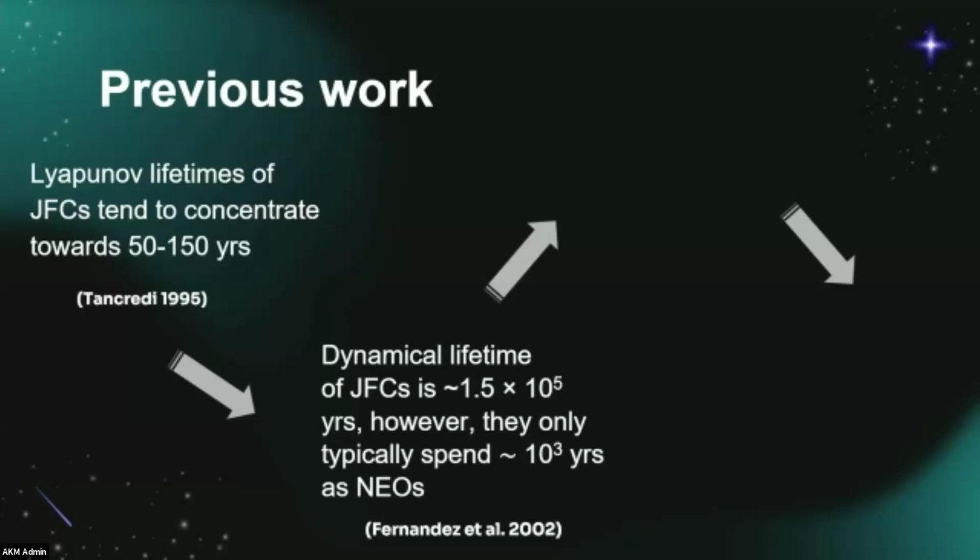Another thing is, because of this chaos in the population, the dynamic lifetime of objects within this population tends to be shorter than average. 10 to the 5 years doesn't sound like shorter than average, but just trust me for the case of a 12-minute talk that it is. But the curious thing is that of the Jupiter family comet population, coming from the trans-Neptunian region, not many make their way down to the inner solar system.